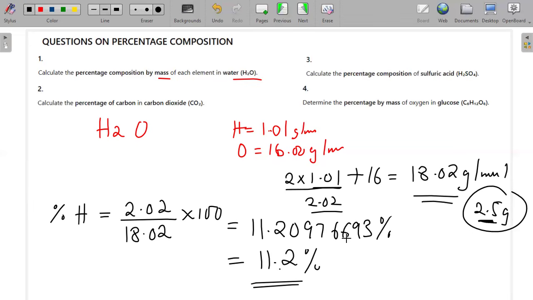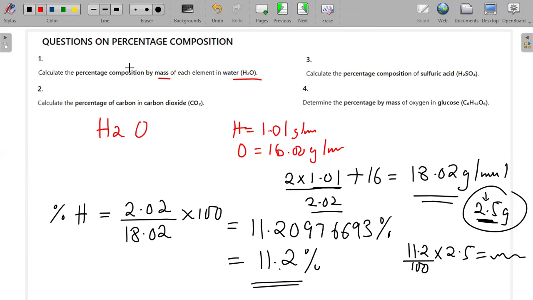Because from here we have found that 11.2% of every mass that you can be given of water is going to be hydrogen. So to find how much of this 2.5 is hydrogen, I'm just going to say 11.2 over 100. This means percent. And then multiply by whatever mass that I've been given. So the mass that I'm going to find here will be the mass of hydrogen in this 2.5 grams of what? Water.